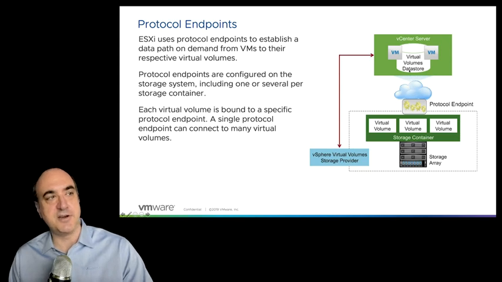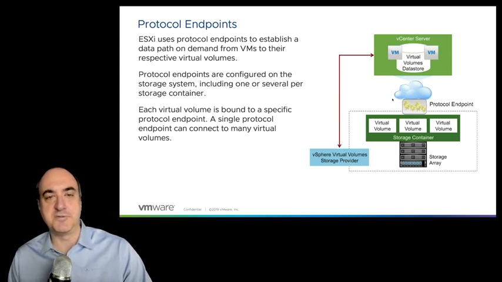As it says here, ESXi uses protocol endpoints to establish a data path on demand from VMs to their respective virtual volumes. These protocol endpoints are then configured on the storage system, including one or several per storage container. So you can have multiple protocol endpoints for multipathing purposes. Each virtual volume is bound to a specific protocol endpoint. A single protocol endpoint can connect to many virtual volumes.